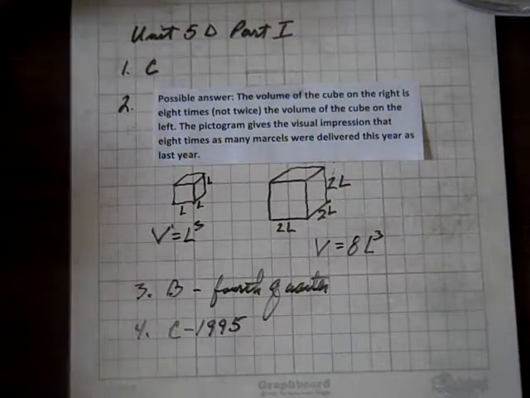Unit D, Part 1. The first question says, the double bar graph shows the number of male and female athletes at a university over a 4-year period. Compare the trend in the number of male athletes during the 4-year period and the trend in the number of female athletes during the 4-year period.